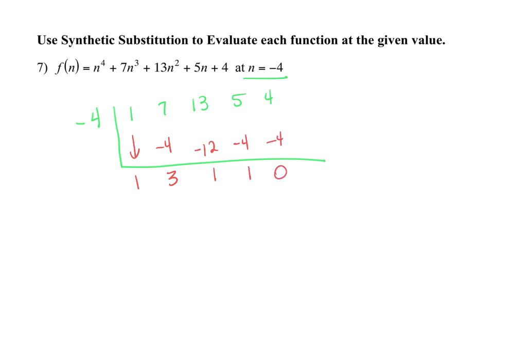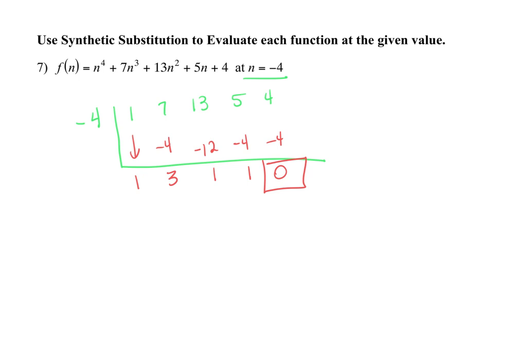All right, this happened to give me a 0. It won't always give you a 0. We're not checking to see if it's a factor. We're actually just doing synthetic substitution. So for this, your answer is not the huge polynomial. Your answer is only the remainder. In fact, if you give me the entire polynomial, you will miss points because that's not the answer. The answer is 0, okay?